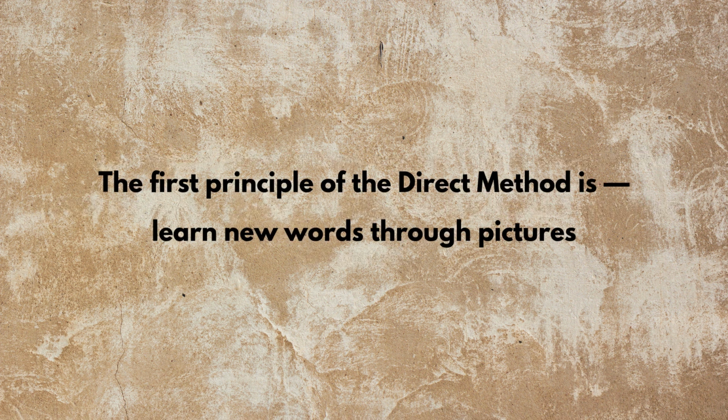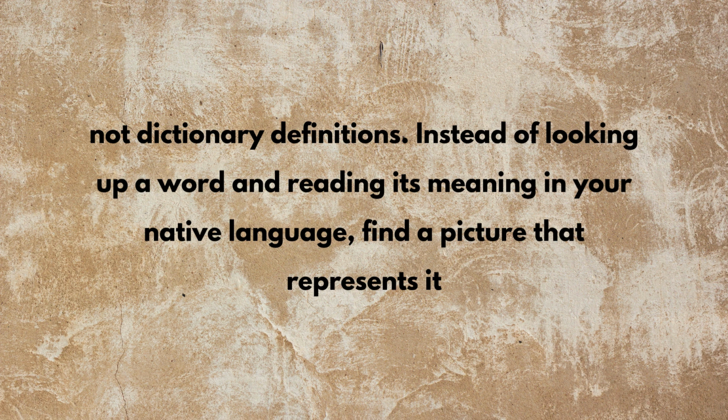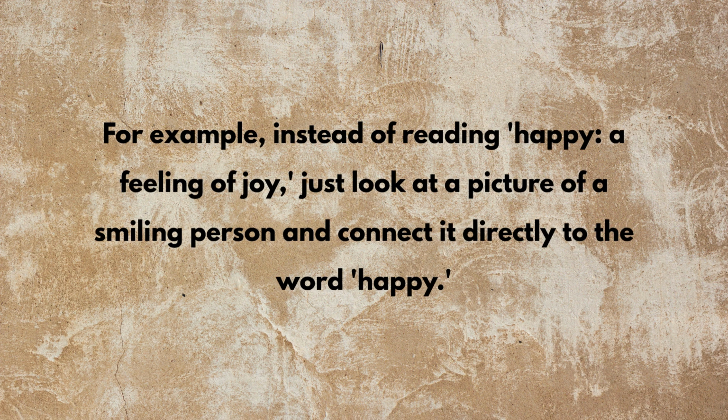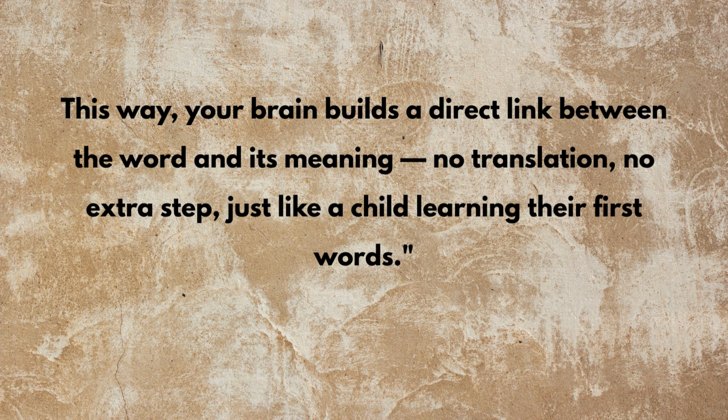The first principle of the direct method is learn new words through pictures, not dictionary definitions. Instead of looking up a word and reading its meaning in your native language, find a picture that represents it. For example, instead of reading happy, a feeling of joy, just look at a picture of a smiling person and connect it directly to the word happy. This way, your brain builds a direct link between the word and its meaning. No translation, no extra step, just like a child learning their first words.